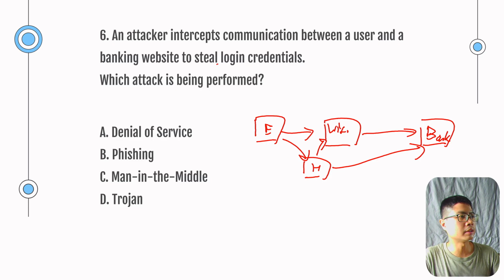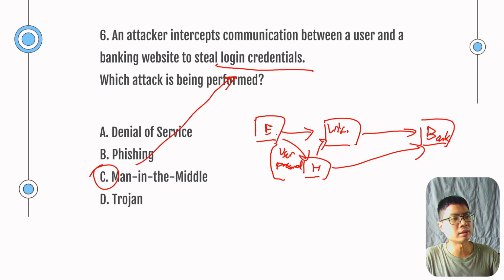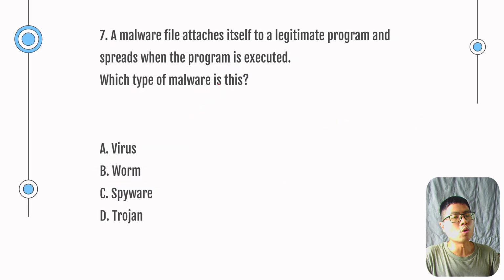And so what happens is, when the employee tries to log in, he would send the user and password, and if there's no HTTPS, there's no encryption, the hacker can see both the user and the password as well. And so this is something that is known as a man-in-the-middle attack. So the hacker is in the middle between the user and the bank. So this is C.